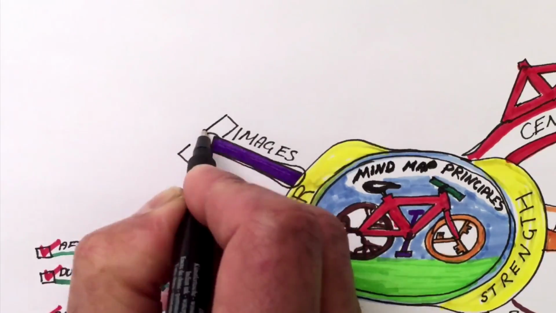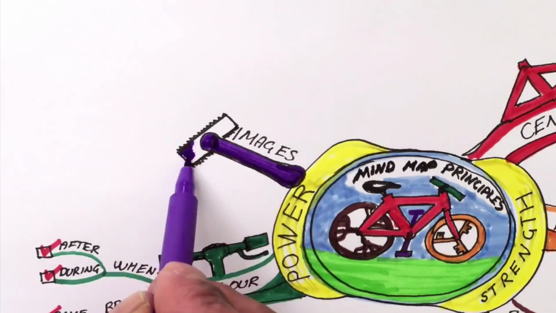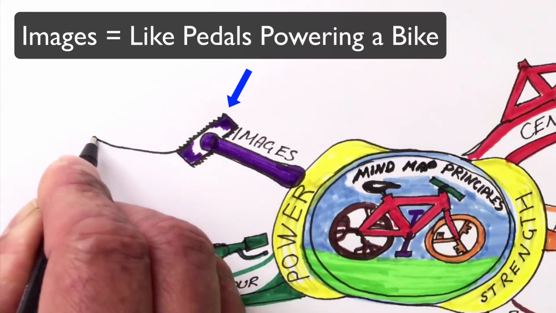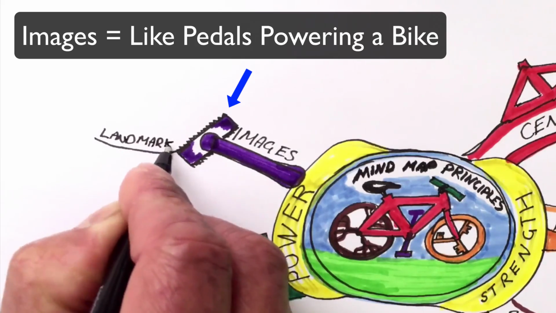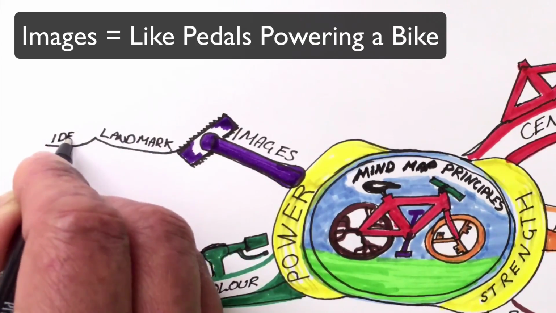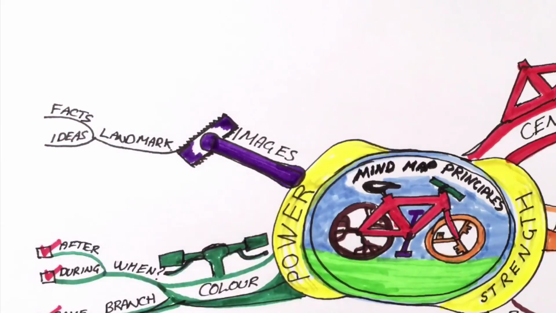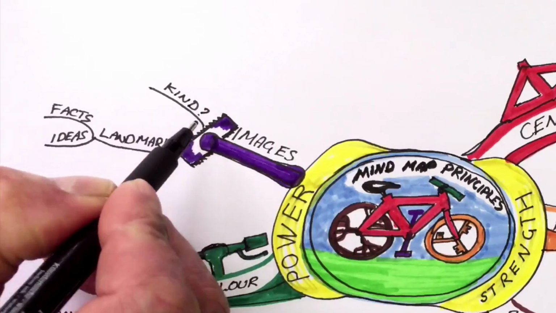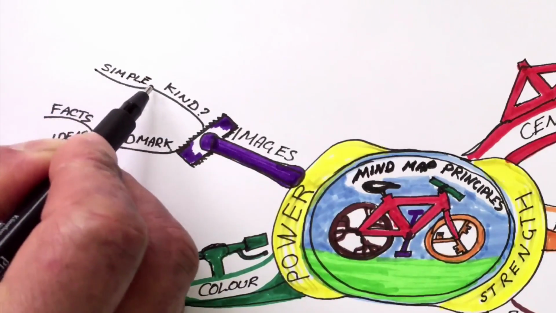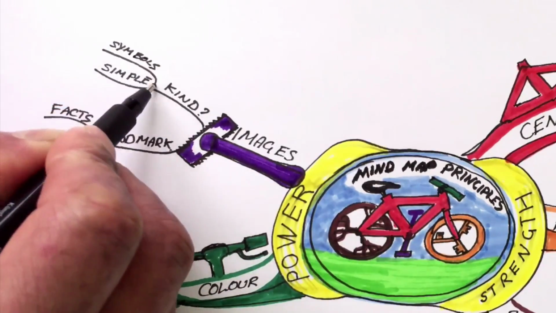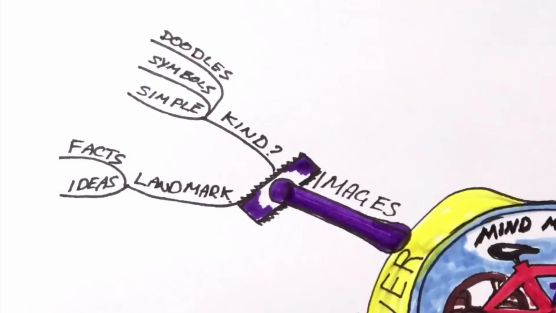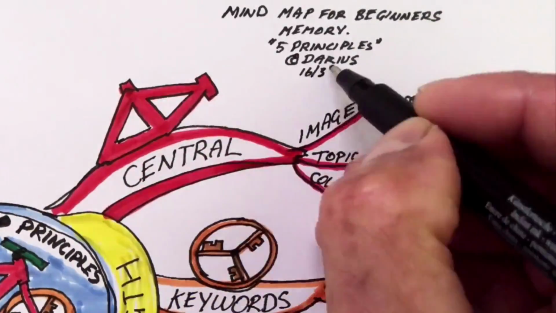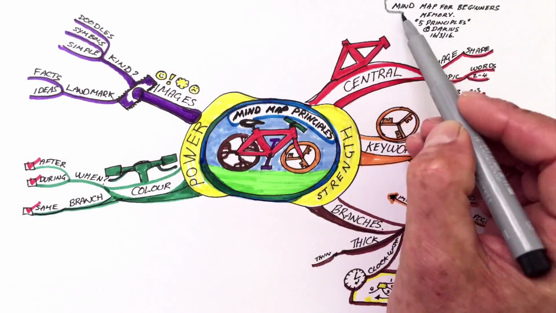The 5th principle is using images. We use the images as for landmark ideas and facts. Landmark ideas and facts are those sorts of things that you know will be important at some point. Now you can mark them in very simple ways. The kinds of images we use are simple, often symbols or doodles. They might develop into something more artistic in the future, but don't get too caught up in being an artist.